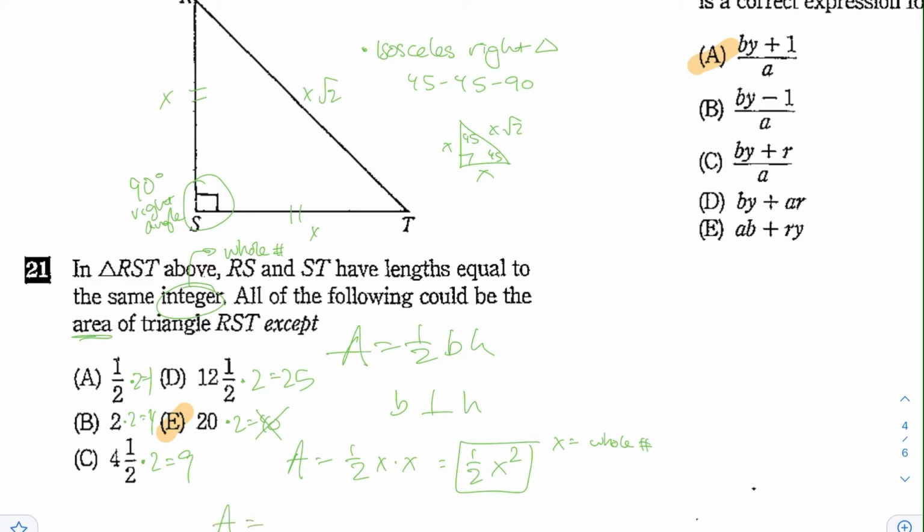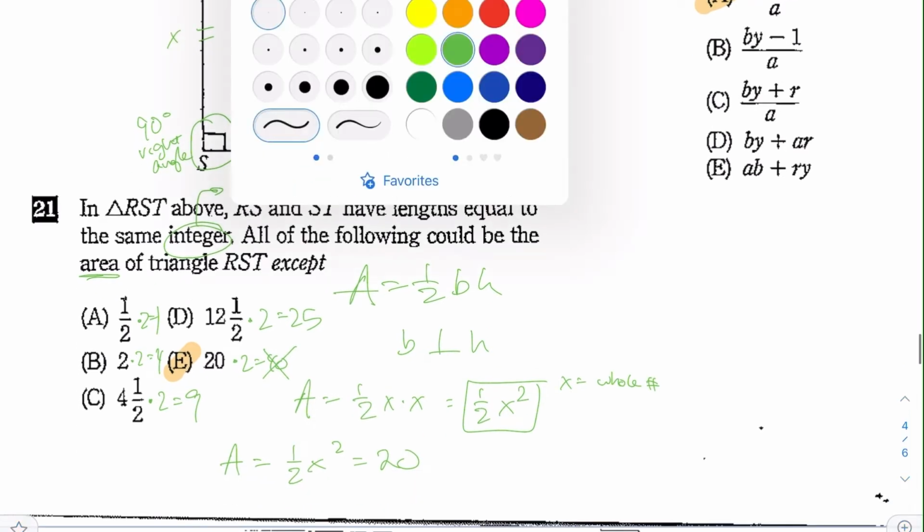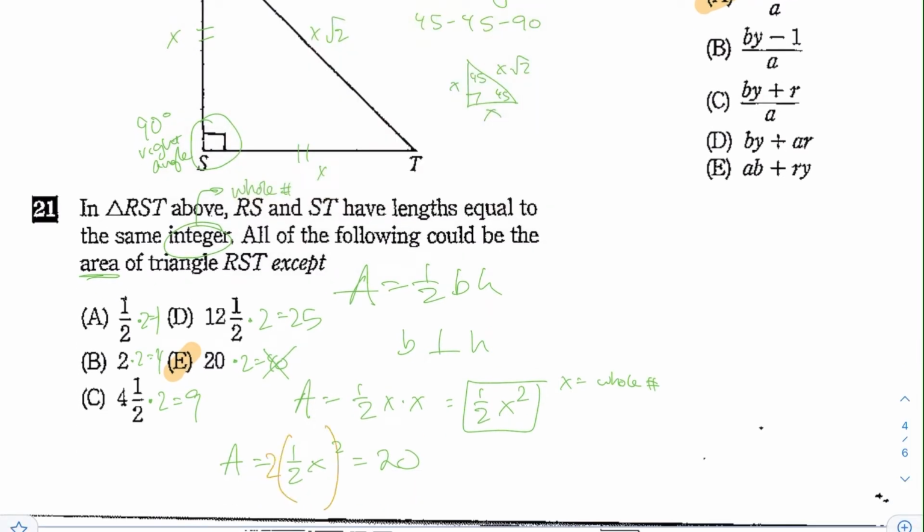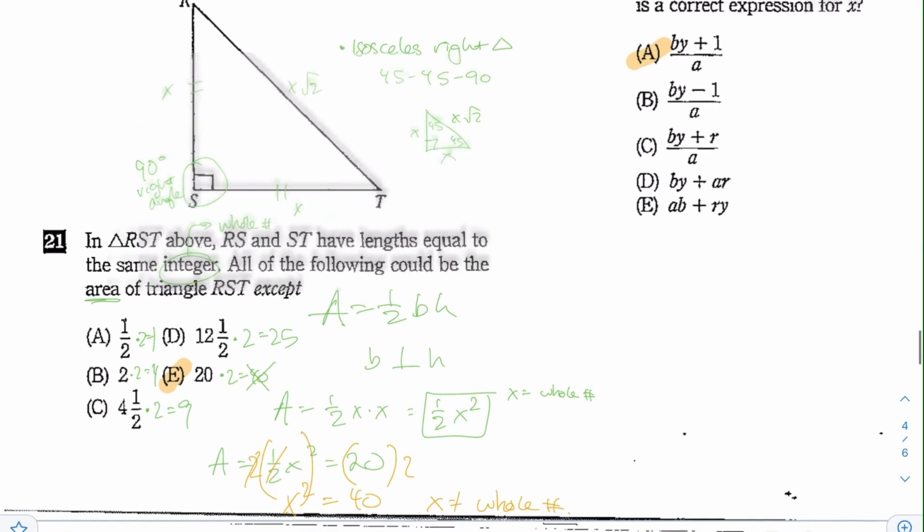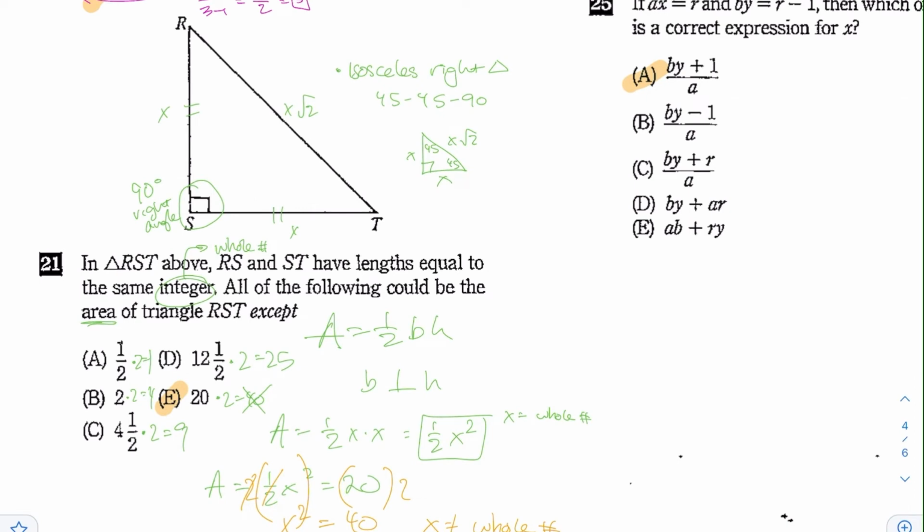For example, if area is equal to 1/2 x squared, set that equal to 20. Here you would have to multiply both sides by 2, and the 2 and 1/2 cancel out. You get that x squared is equal to 40, which means that x won't be a whole number, because 40 is not a perfect square. So the answer here is choice E. The key is to figure out that for isosceles triangles, it's 45, 45, 90. You have this ratio, and the area is 1/2 base times height. And the key is that you must have an integer.